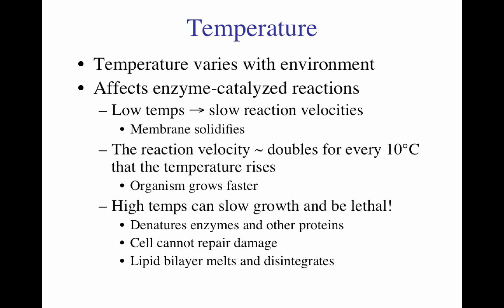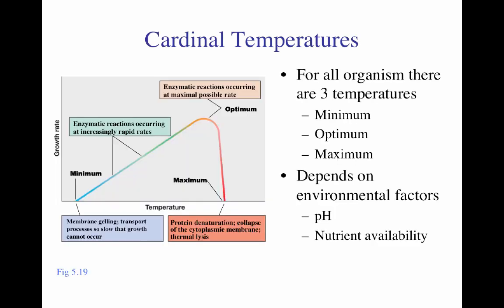So how does a cell tackle the different temperatures that are faced in its environment? And this is where I'm going to introduce to you the concept of the cardinal temperatures. The cardinal temperatures describe three different temperatures for an organism: a minimum temperature, the optimum temperature, and the maximum temperature. The minimum temperature is the lowest temperature at which the organism can grow. Below that, the organism is going to gel. The transport of nutrients goes so slow that it's incompatible with cell growth.